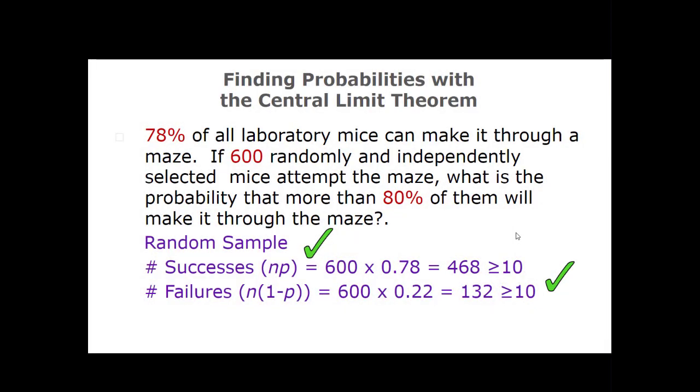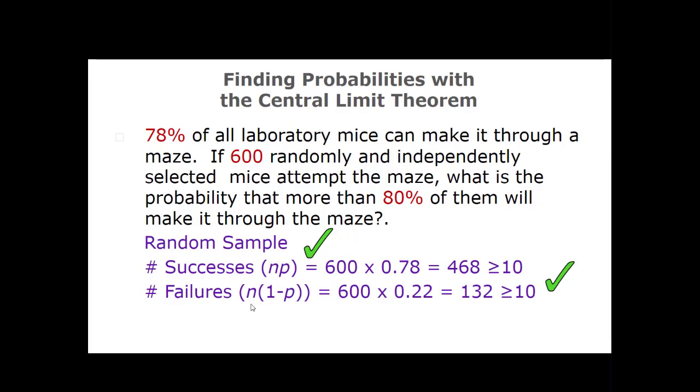So just to review, here we have the calculation of the successes, which is 600 multiplied by the 78%. This is the proportion, the parameter, because it's talking about the population. And if I express 78% as a decimal, I get 0.78. When I multiply these two together, I get 468. 468 is greater than or equal to 10, so the condition is met.